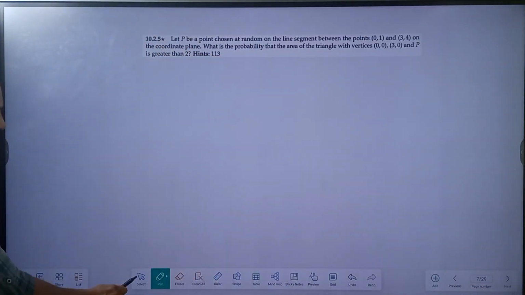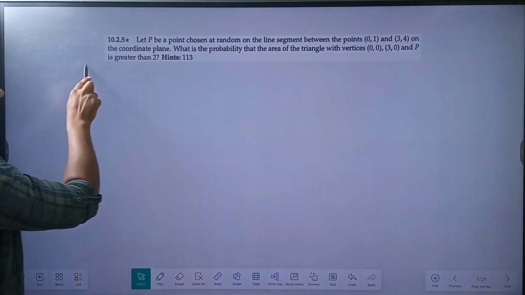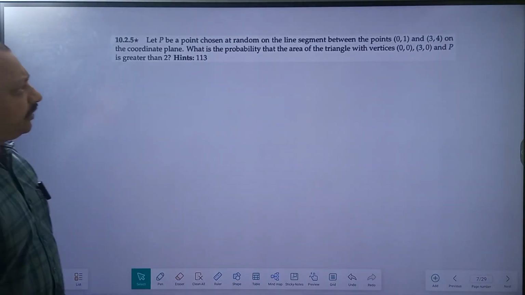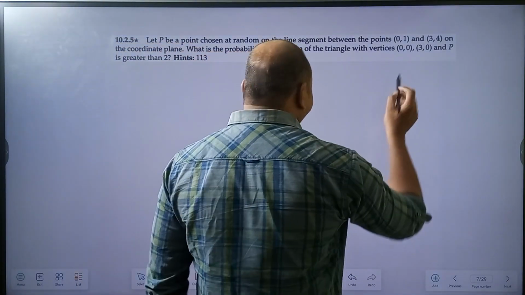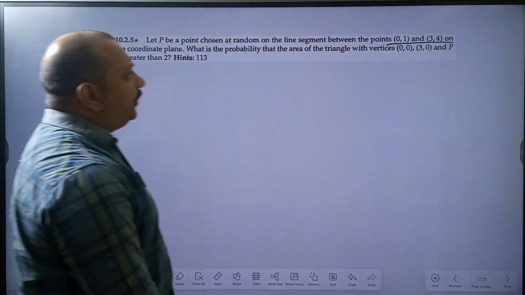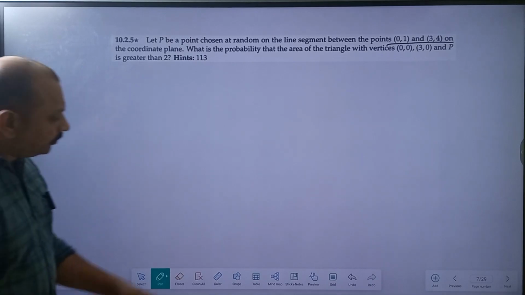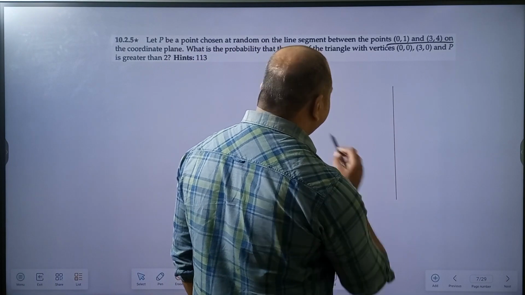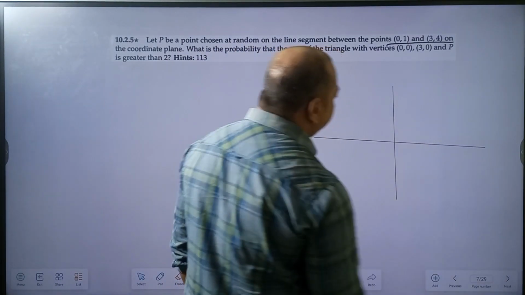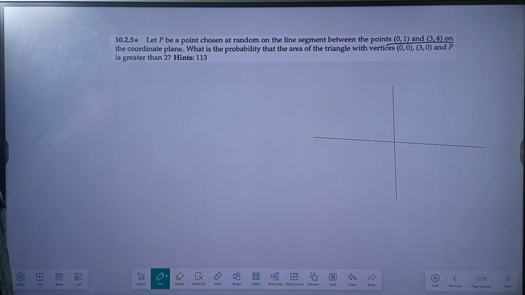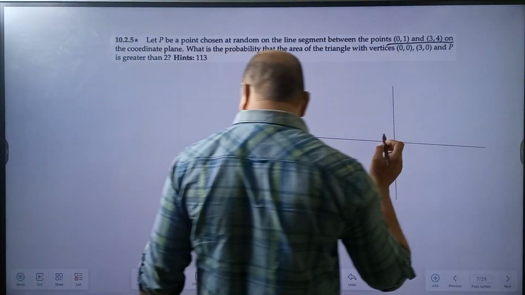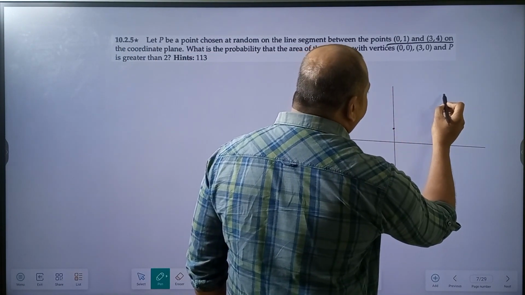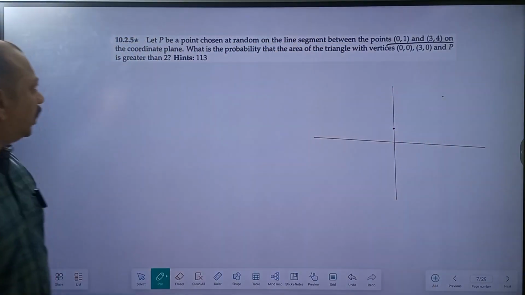Right, next one. Let P be a point chosen at random on the line segment between the points 0, 1 and 3, 4 on the coordinate plane. So take the coordinate plane. The points are 0, 1 and 3, 4. So one point is at 0, 1 and one more point is somewhere at 3, 4 on the coordinate plane.